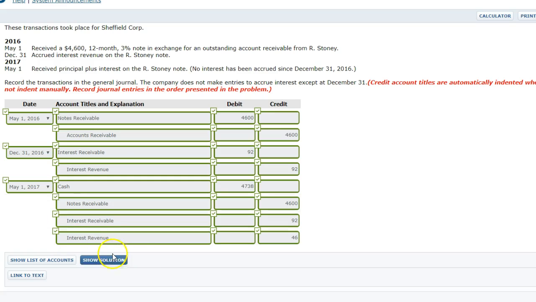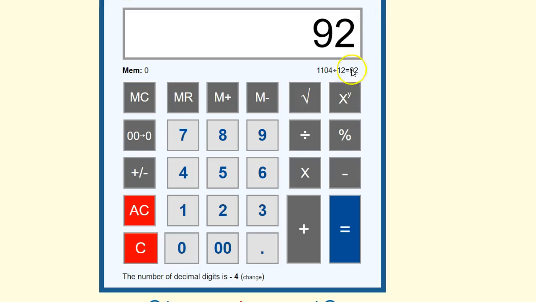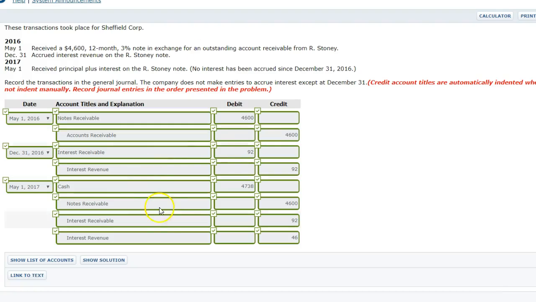So it's very similar to computing the interest. What we would do, go ahead and bust out the calculator here. Okay, let's clear that. So the note, 4,600 times the percentage, 3, times 4 months divided by 12, 46. Okay, so the interest that's accrued during the second period from January 1st to May 1st would be 46.